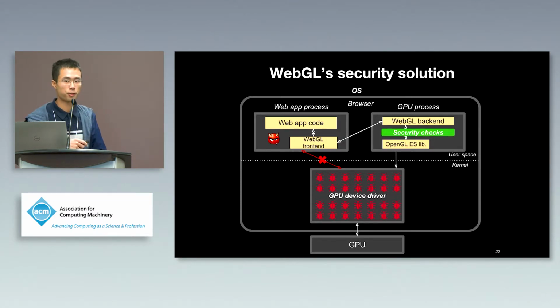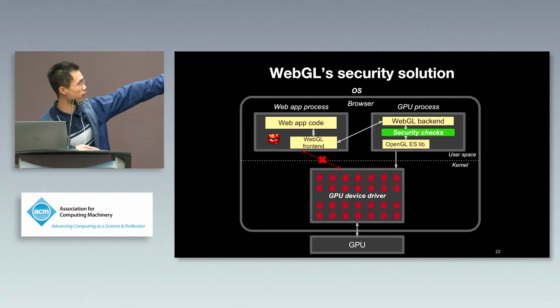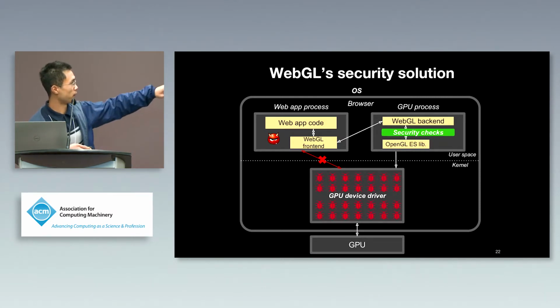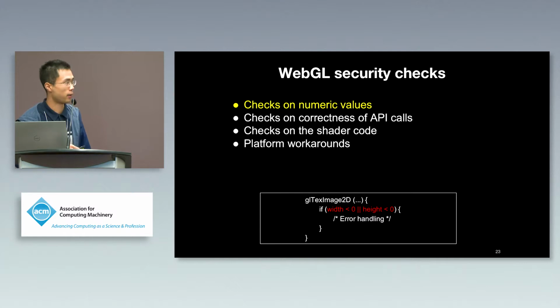So that's not the full story, right? Remember, we mentioned that OpenGL has a lot of APIs and many attacks against this library. So they added a lot of security checks before doing the call on the OpenGL ES API. Let's take a look at what these checks are. First, they check numeric values. For example, for glTexImage2D, they don't allow a negative dimension to be passed.